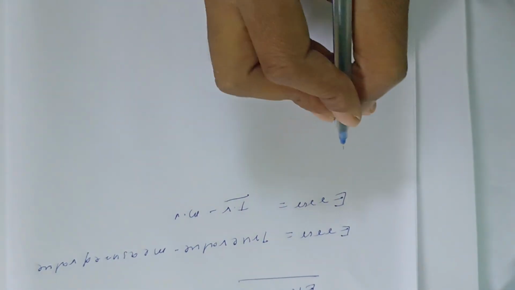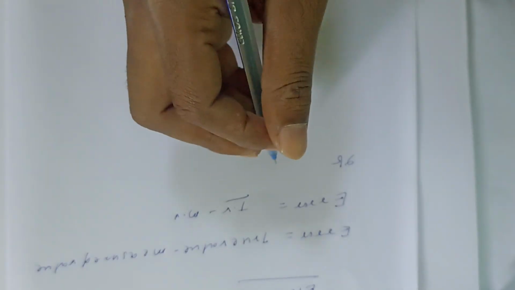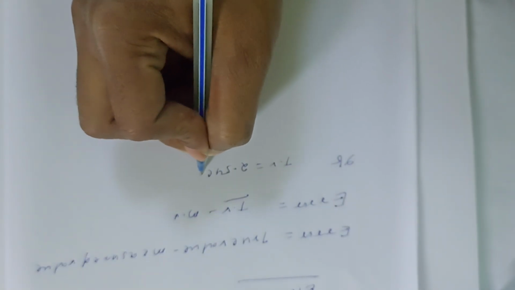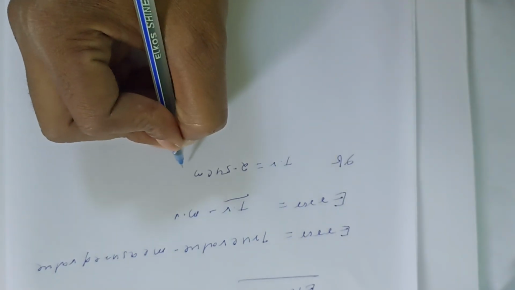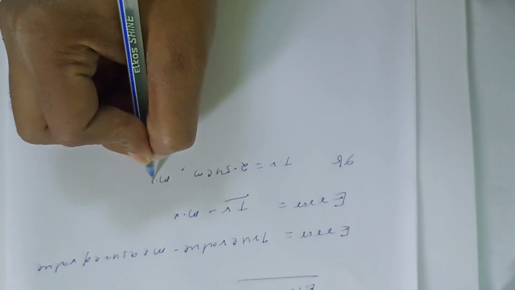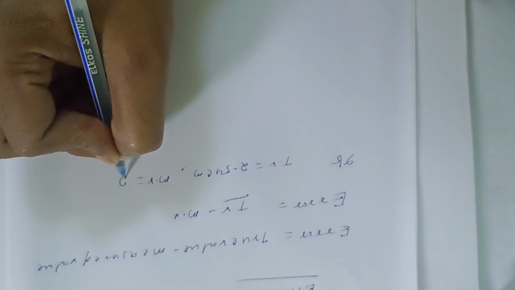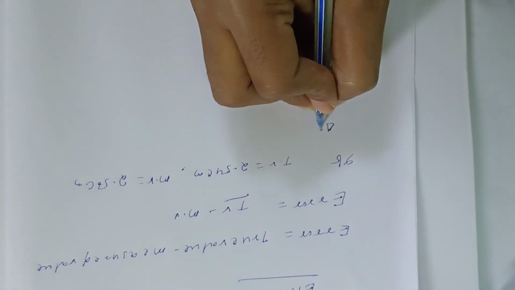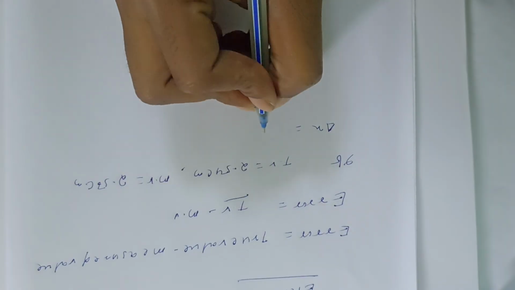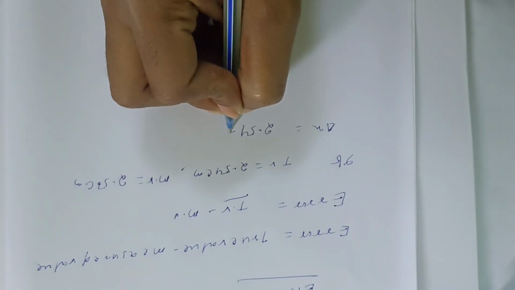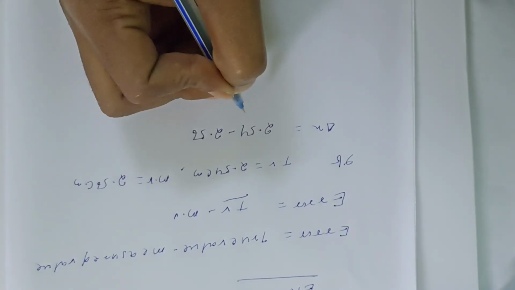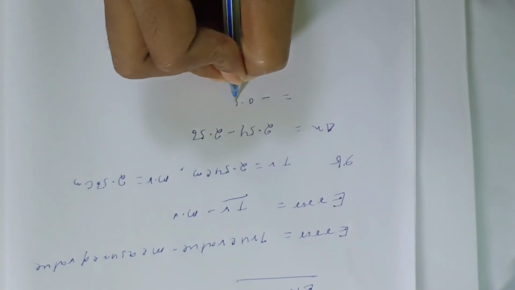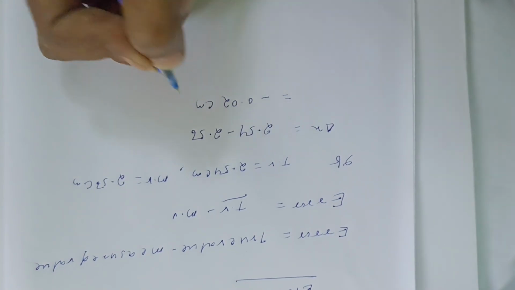For example, if the true value is 2.54 centimeter and the measured value MV is 2.56 centimeter, then error del x equals TV minus MV, 2.54 minus 2.56, that is equal to minus 0.02 centimeter. This is the error.